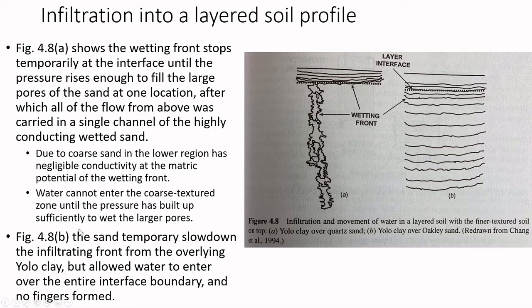So figure 4.8b, the sand temporarily slows down the infiltrating front from the overlying yellow clay. So like yellow clay at the top. Water enters, but it is slowed down by the layer of yellow clay, though it allows water to enter over the entire interface boundary and no fingers form. So the water is allowed to infiltrate into the sand, but very slowly. This is slowed down by the yellow clay. So we can see that the infiltration is also happening, but it is slowed down by the yellow clay.